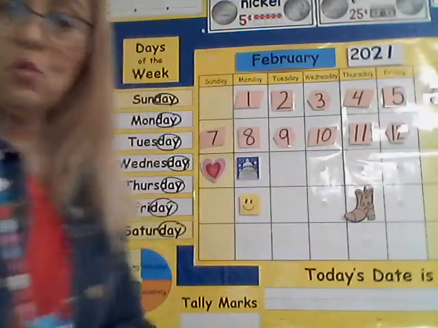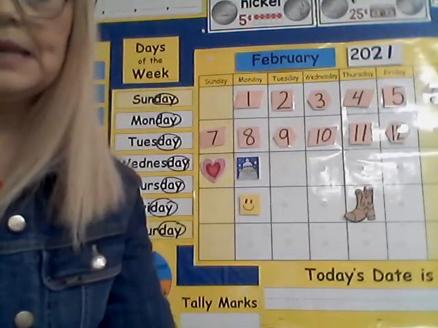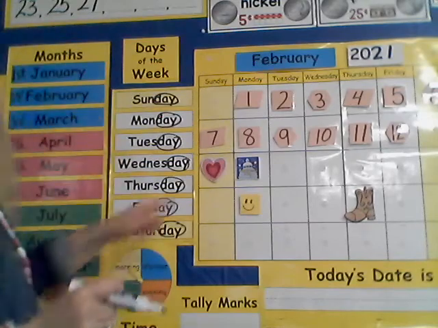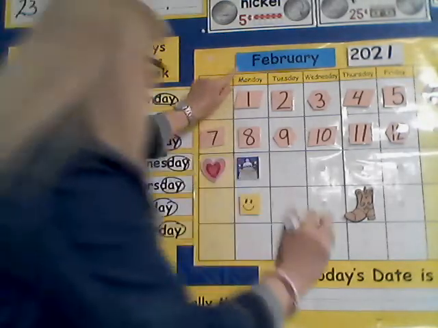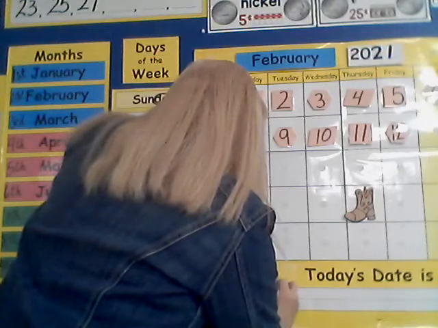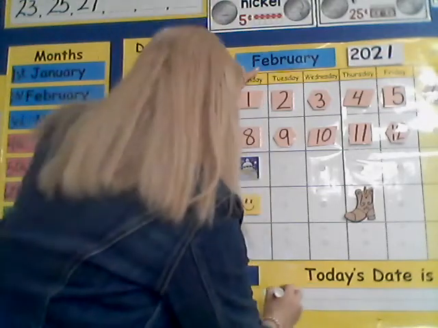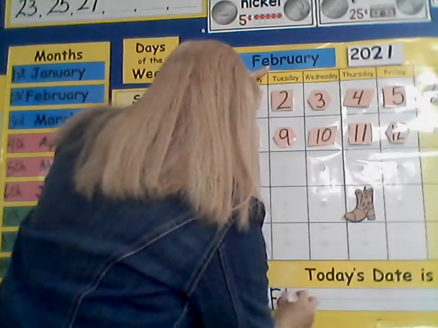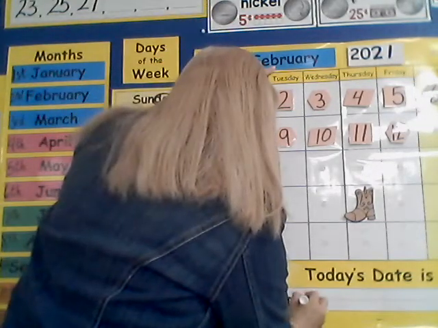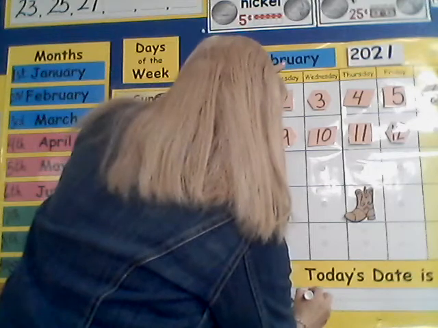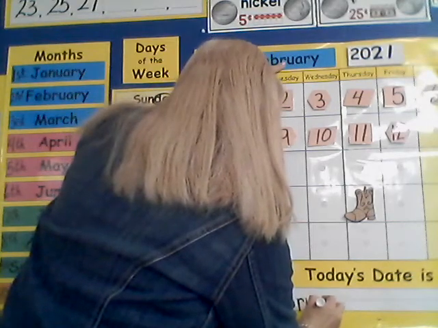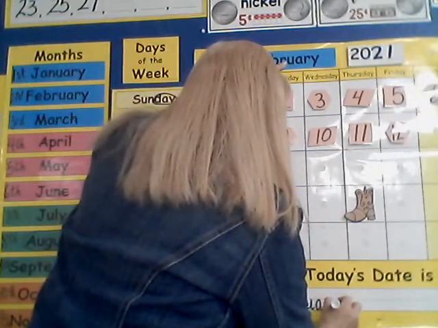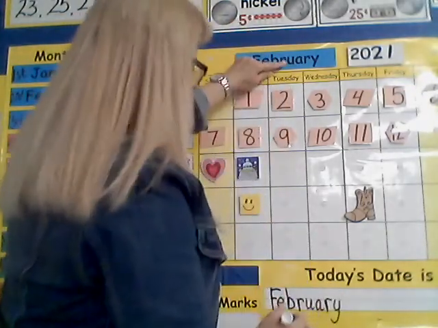And let's help Gwen with the letters in the month. All right, so here we go, starting with F, E, B, R, U, A, R, and of course our monkey tail, Y, February.